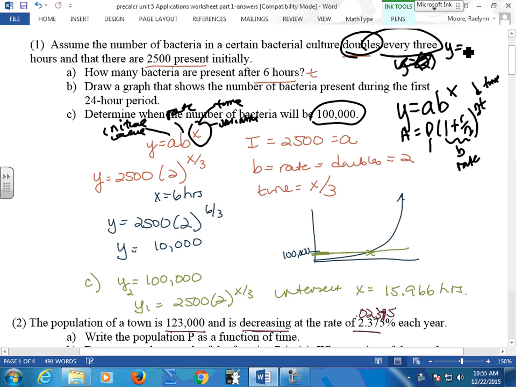We initially put in 2,500 units. We're doubling. This would be every hour. But we didn't do it every hour. We did it every 3. That's where the divide by 3 comes from.